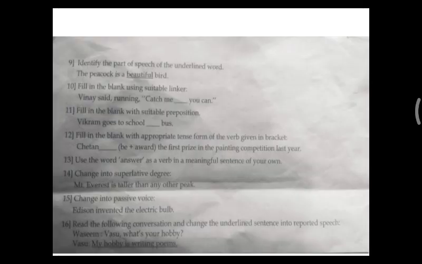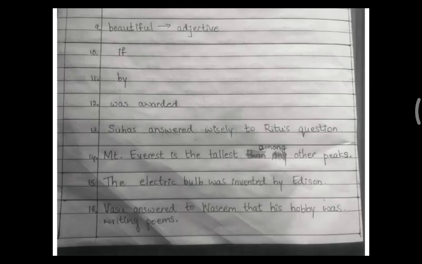Here, someone is asking the question. Wasim is asking the question. For that question, Vasu is answering. So, you have to write here, Vasu answered to Wasim. To Wasim is optional. If you want, you can write it, or if you don't want, you can skip it. You can just write Vasu answered that his hobby.